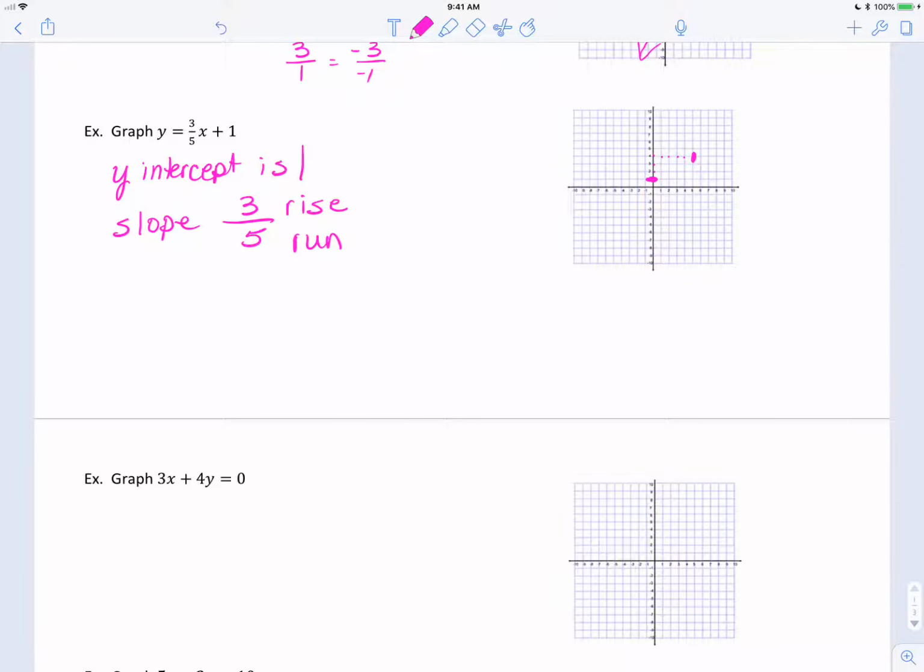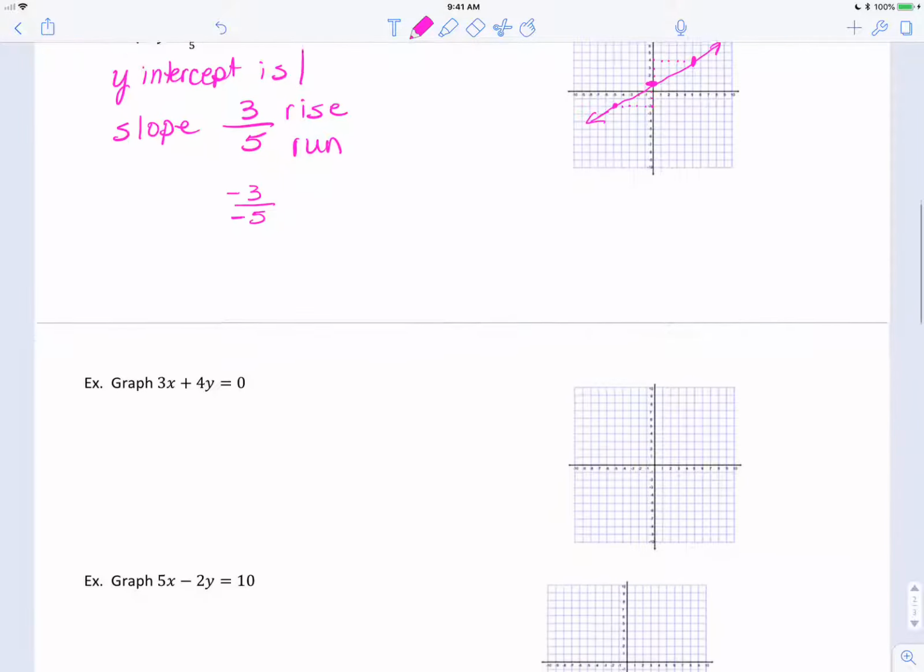And again, I can do the same thing. I can go down -3, 1, 2, 3, and over -5, 1, 2, 3, 4, 5, because -3 over -5 is the same thing as +3 over +5. And you see how that's creating that straight line. So I could create just the 2 points if I want to, or I can create more if I need to, but that's how we're going to graph these.